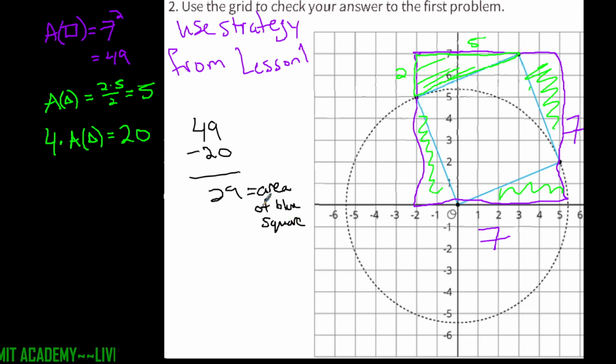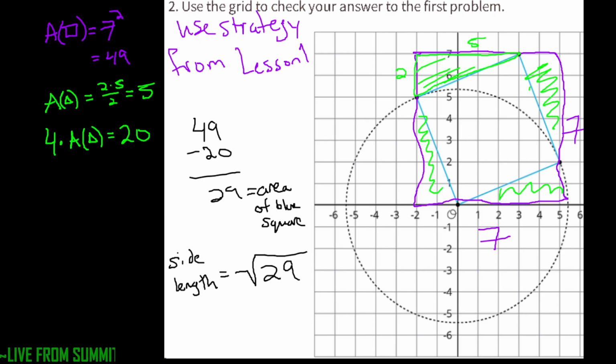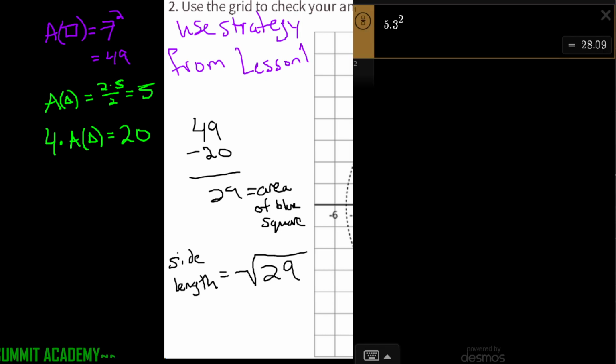However, when you're going from the area to the side length, you have to take the square root. So I'd say the side length is going to be equal to the square root of 29. And so what you can do is use that wonderful Desmos calculator. Let me pull that back up, and let me clear that out.